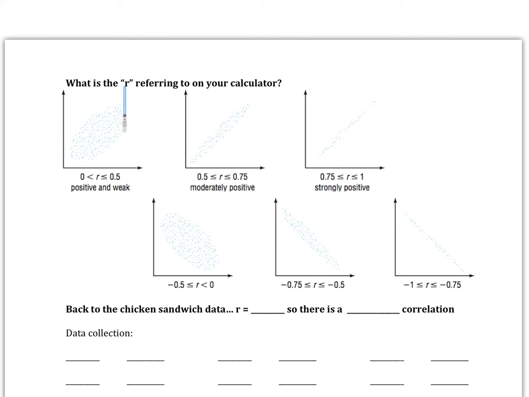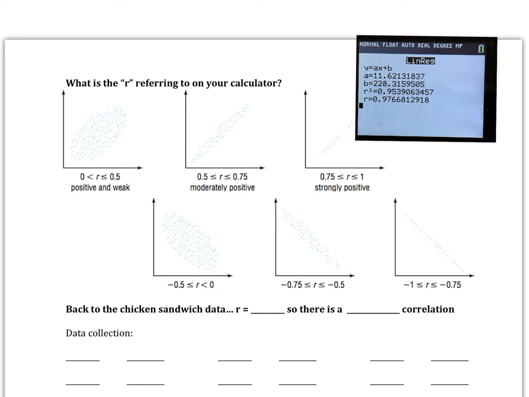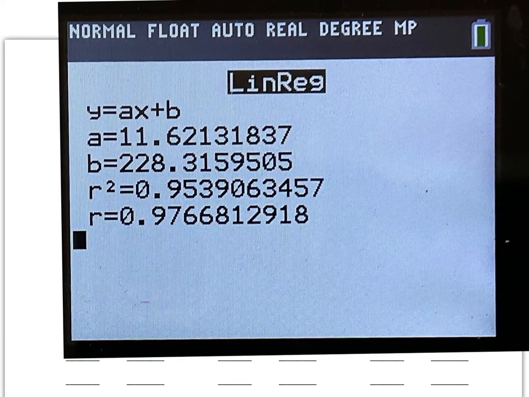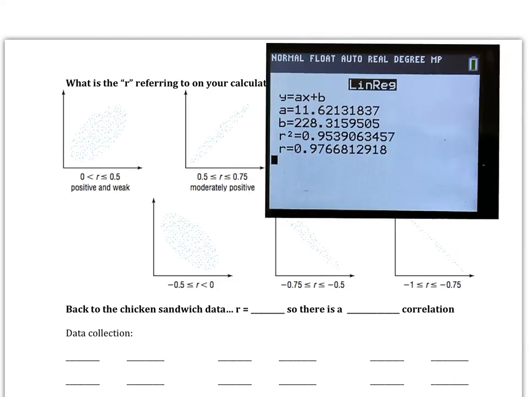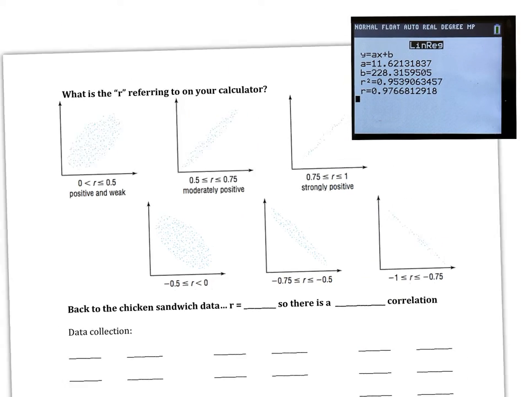it says, what is the R referring to on your calculator? I'm going to go grab that. What is the R referring to? Yesterday when I had you come up with y equals mx plus b, look at what your calculator did for us. It gave us some R squared value and an R value. Okay, this R value is just squared to get us 0.95. This R value tells us about the strength of the correlation.